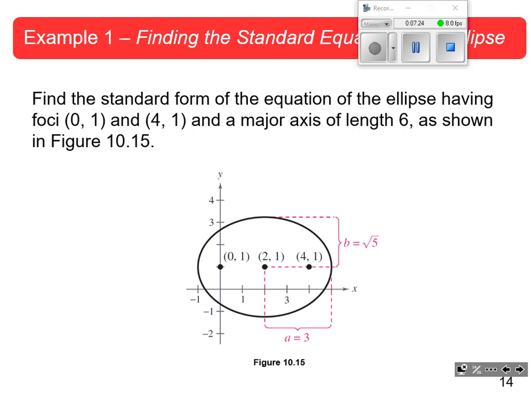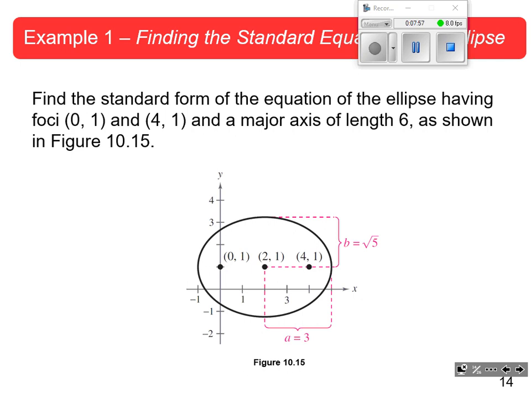Find the standard equation of the ellipse having foci at (0, 1) and (4, 1), and a major axis of length 6, as shown in the figure. Well, we know the center is at (2, 1), so the value of C is 2, and the value of A is 3. Because we can look at the points and see we have a distance of 2 from the center. Also, the center is exactly in the middle of (0, 1) and (4, 1).